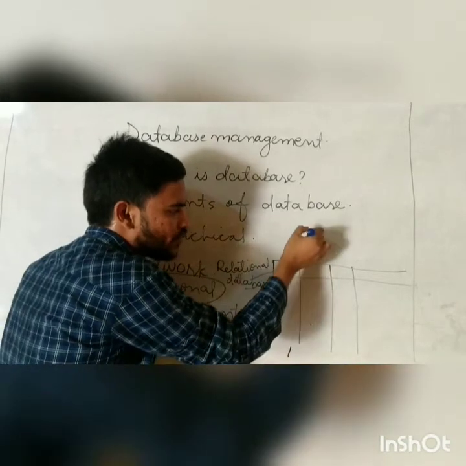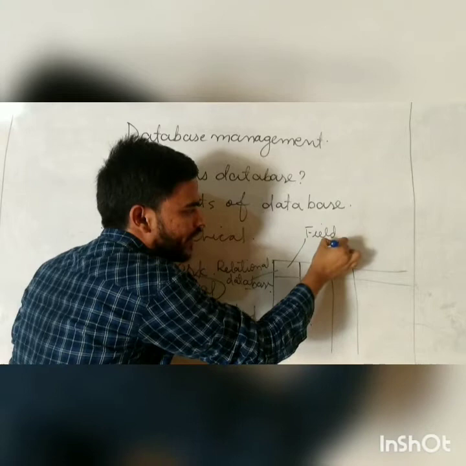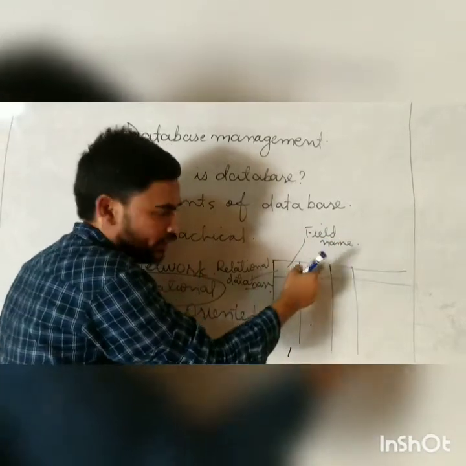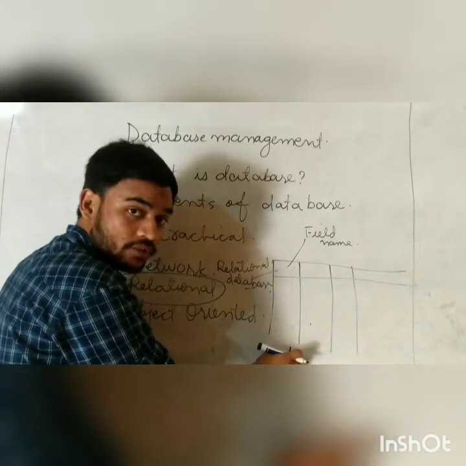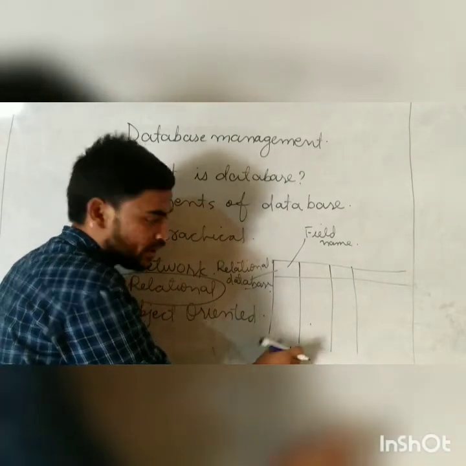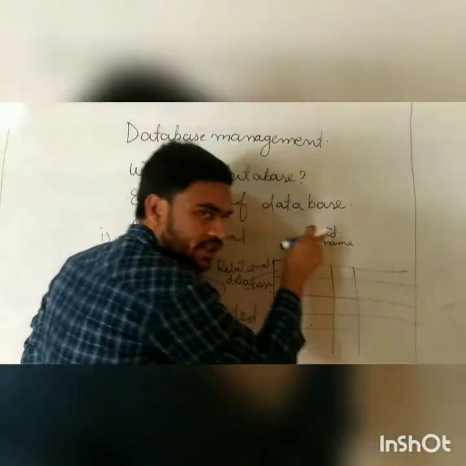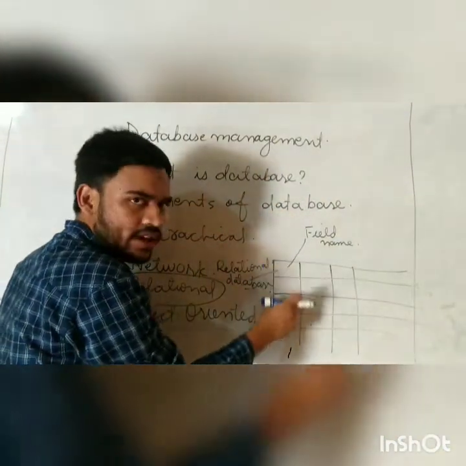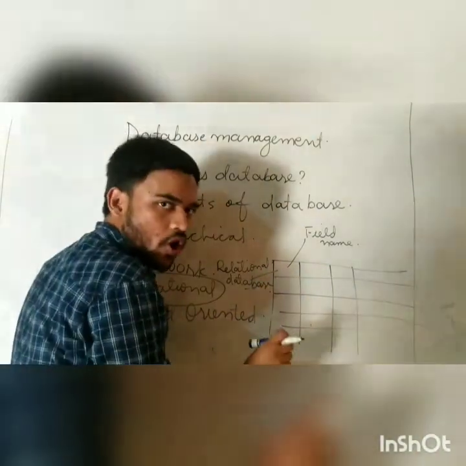Student, you know very well this is called the field name. In your language you can also call it title. Right? The vertical lines are called columns, and the horizontal lines are called rows. What are the vertical lines called? Vertical lines are called the columns, and horizontal lines are called the rows.